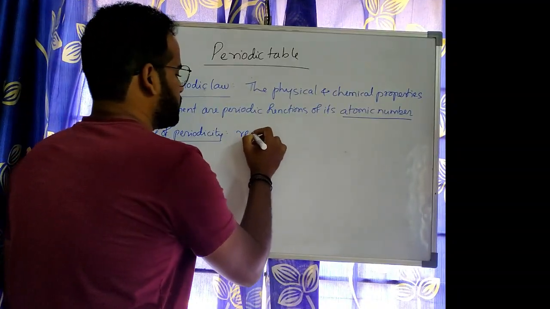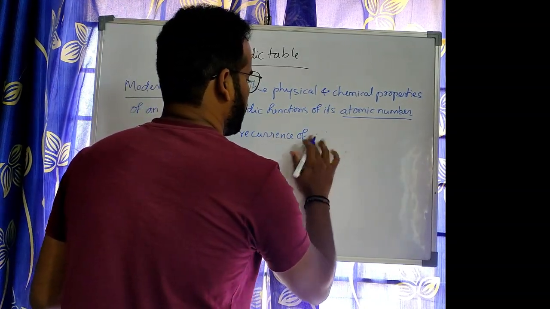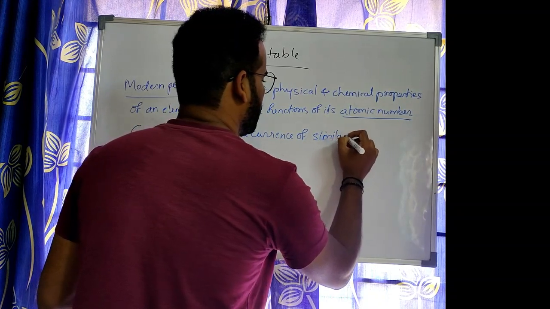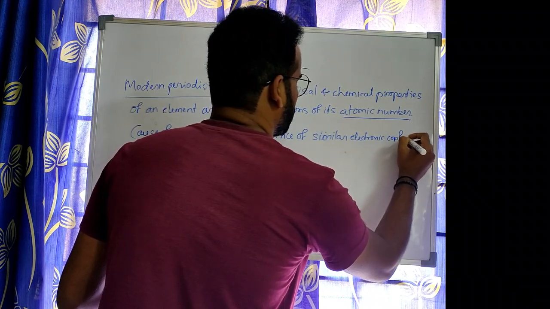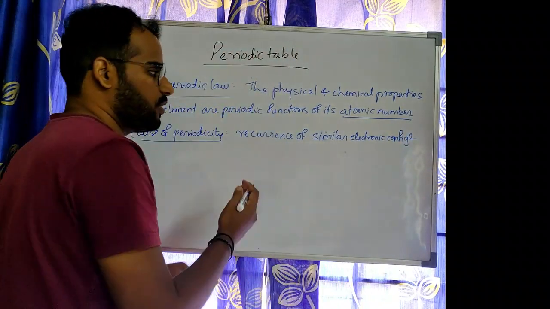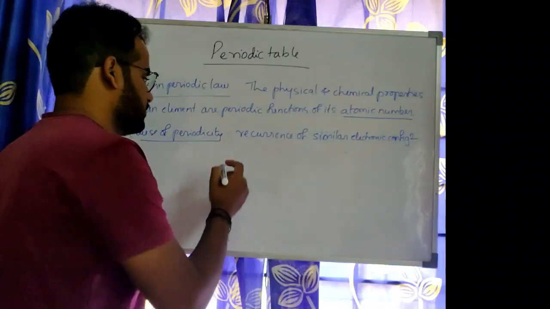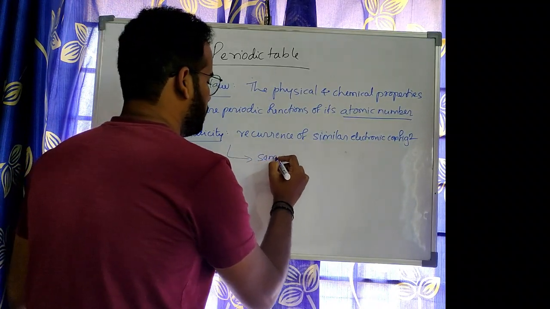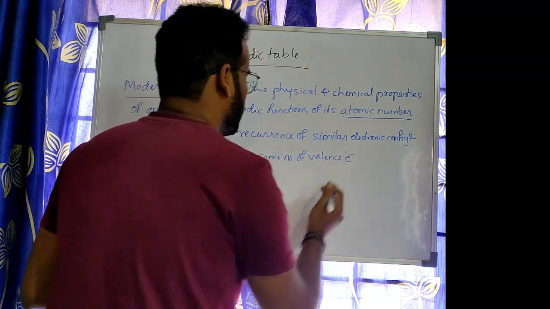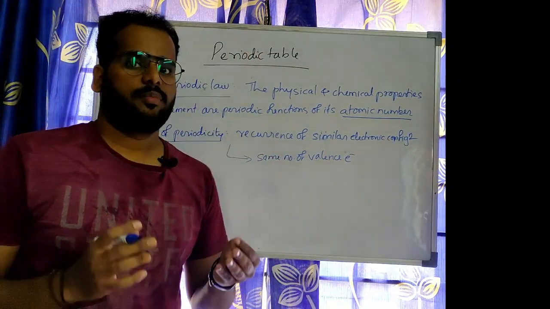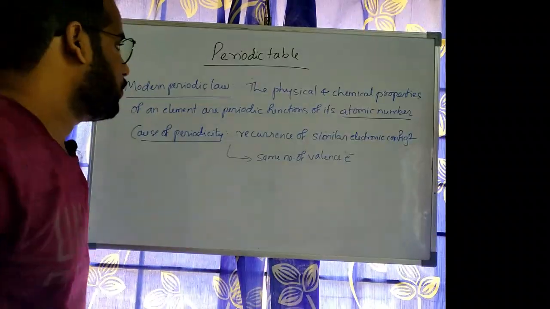The cause of periodicity is the recurrence of similar electronic configuration. You can have similar electronic configuration when the elements have the same number of valence electrons. That will be the reason for the periodicity of the properties of elements. Okay, so then after this we have the modern periodic table.